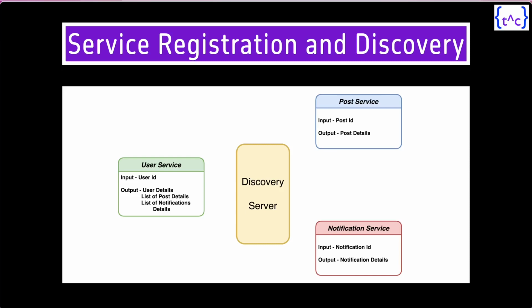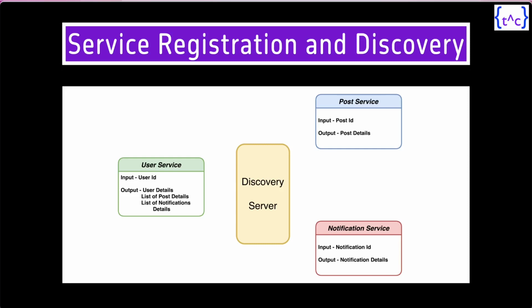What will this user service do? It will talk to the discovery server, get the address of the post service, and directly query the post service. Similarly, this user service now wants to talk to the notification service. What will it do? It will get the address of the notification service from the discovery server and then go ahead and talk to the notification service.